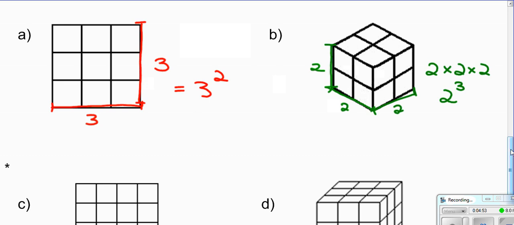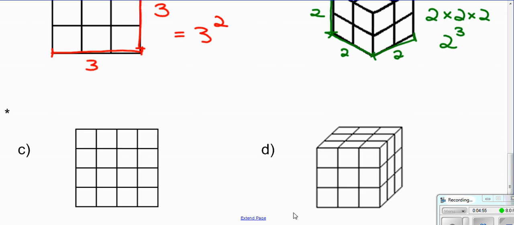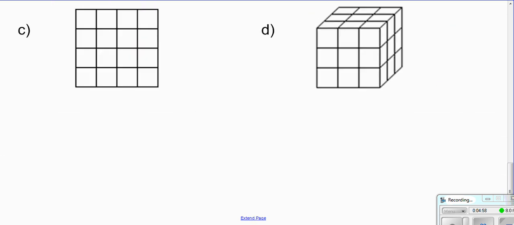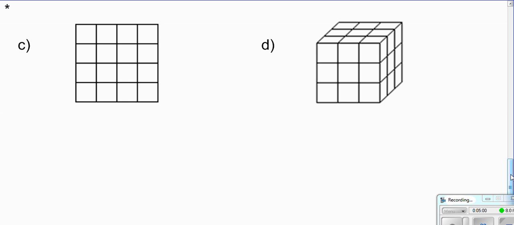And the shape is a cube. Okay? So these last two, I want you to give those a try. I am going to double check them with you in class tomorrow.